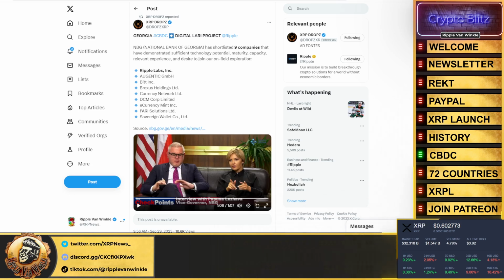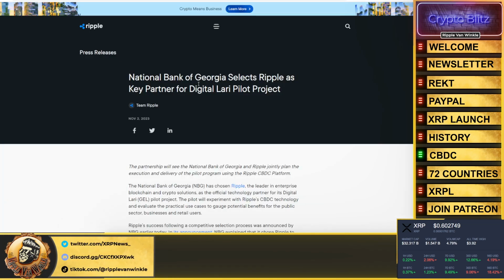We knew of Ripple and what they're already doing, the central banks that they have on board, plus all the other central banks that we don't even know about. We knew they were going to get picked, and it came out yesterday. National Bank of Georgia selected Ripple as a key partner for the Digital Lari pilot program. This is big. Adoption is picking up. DLT technology is picking up.